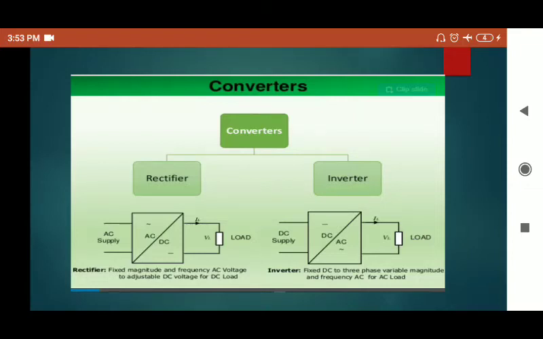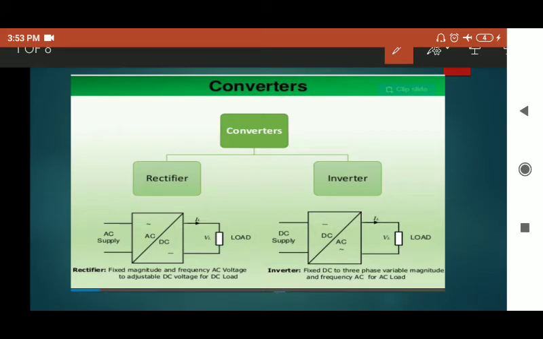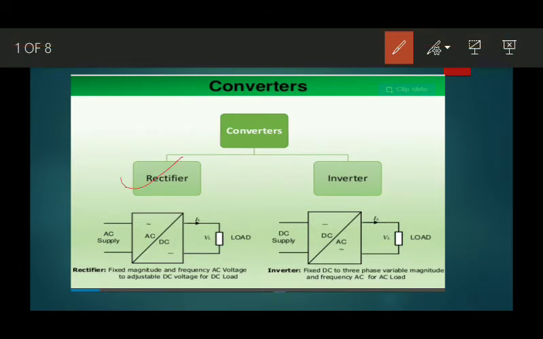In today's lecture, we will study about PWM converter. As you know, converters are of two types: one is rectifier, the other is inverter. In the rectifier, we convert AC voltage into DC voltage. In the inverter, we convert DC voltage into AC voltage.